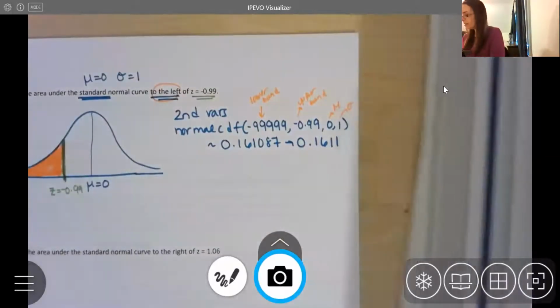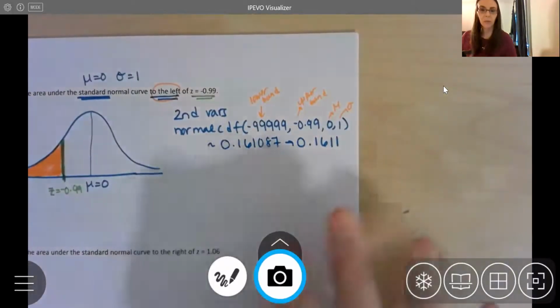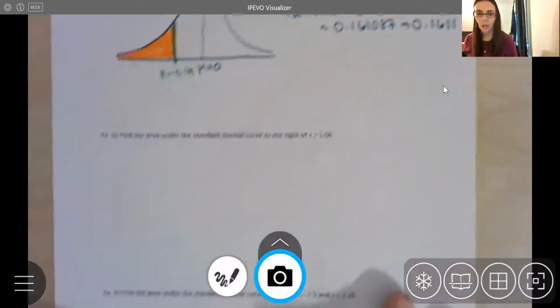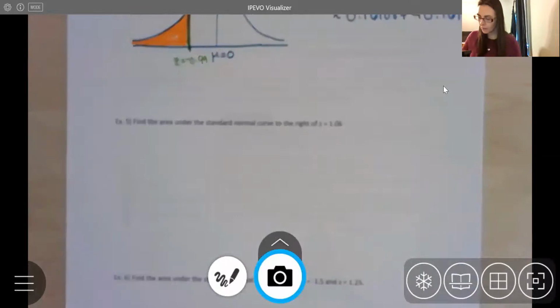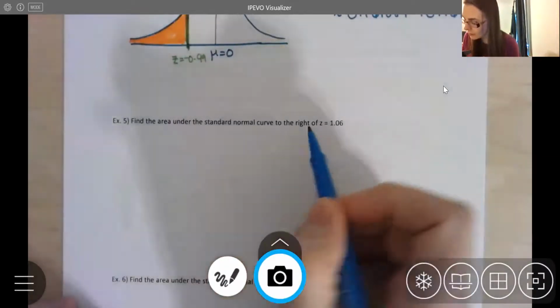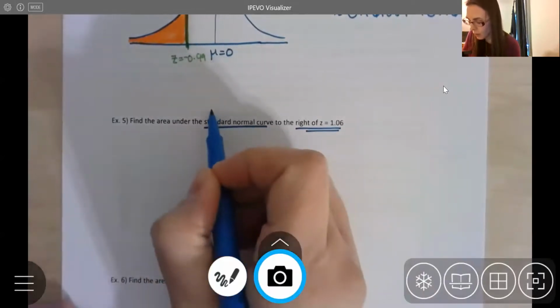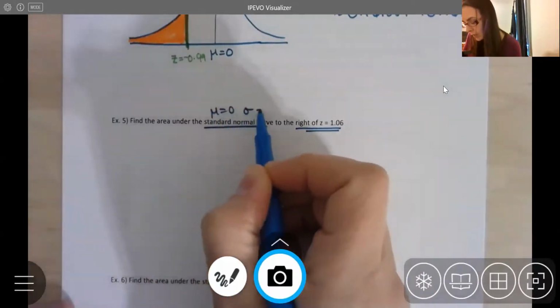So when you're finding area to the left, it's pretty straightforward with the tables. Whatever value is given there, you're just going to go ahead and take. All right, let's find the next one. Find the area under the standard normal curve to the right of the z-score. And again, I see standard normal, so I know my mean is 0 and my standard deviation is 1.